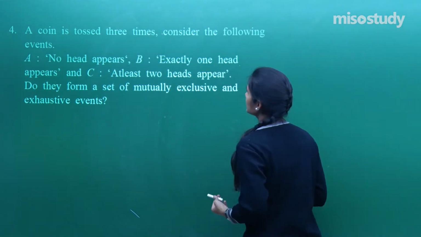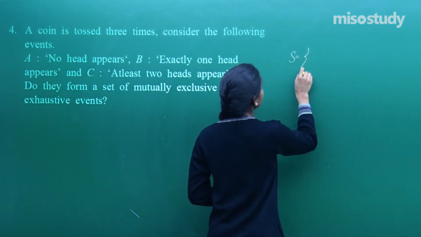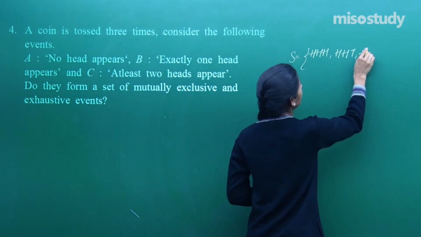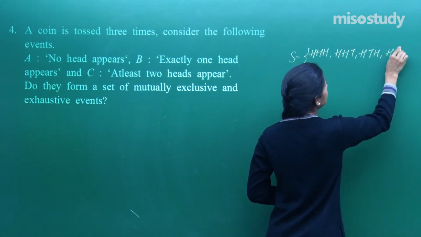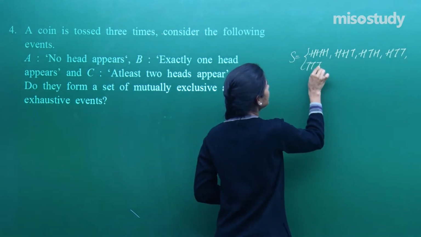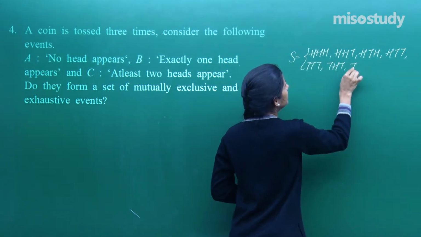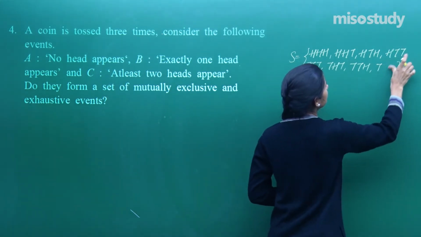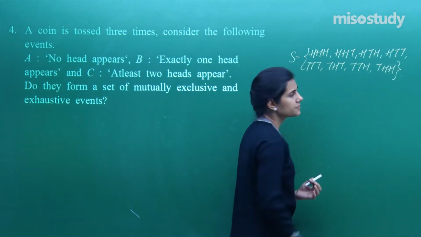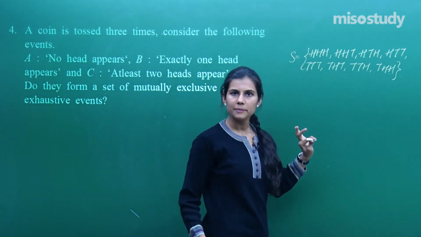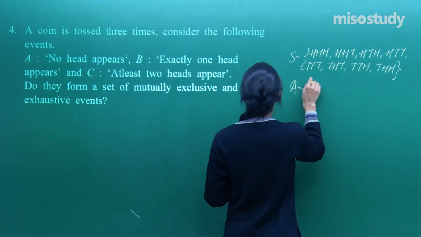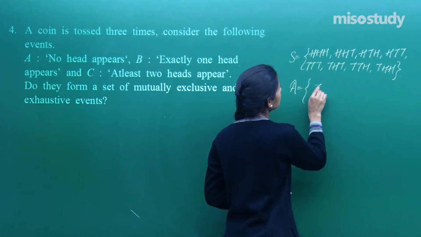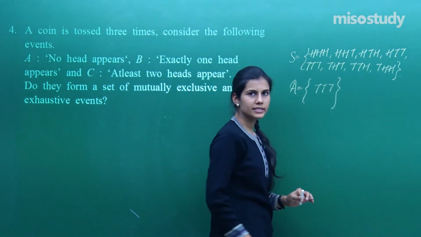A coin is tossed 3 times, so my sample space is head head head, head head tail, head tail head, head tail tail, tail head head, tail head tail, tail tail head, tail tail tail. Fine. 8 elementary events. No head appears. No head only appears in this elementary event. So there is only one elementary event favorable to event A.